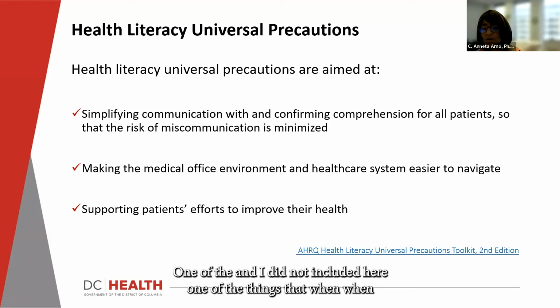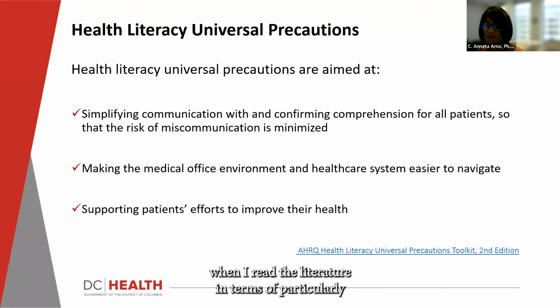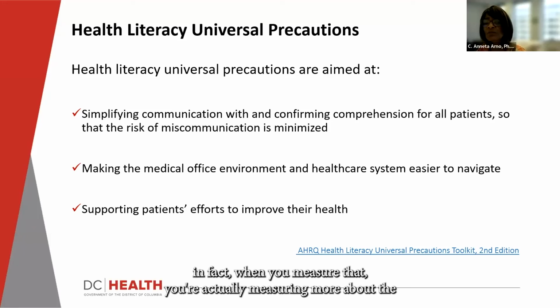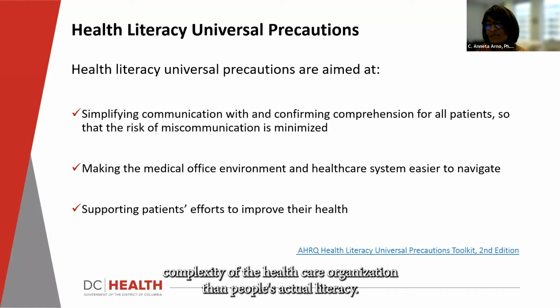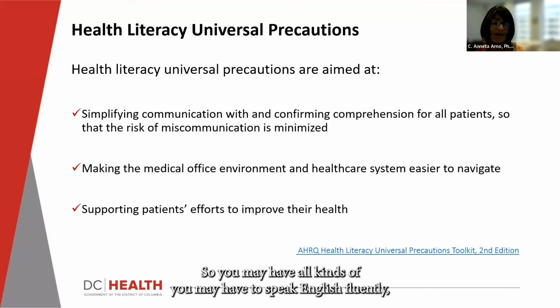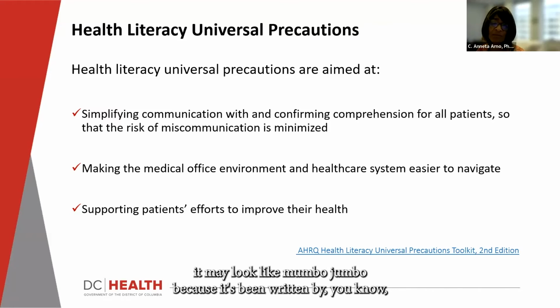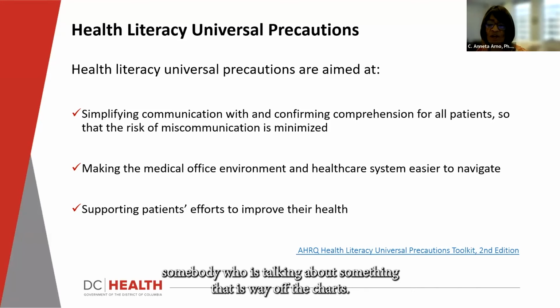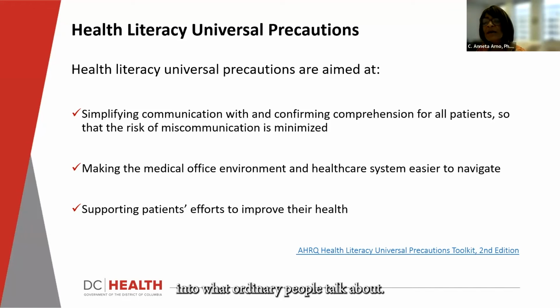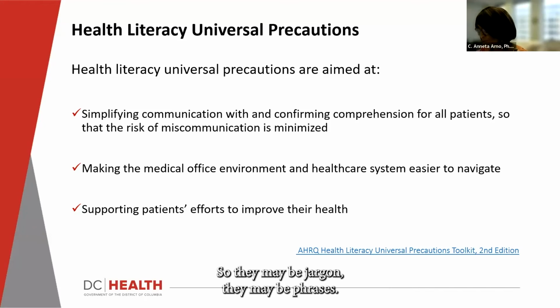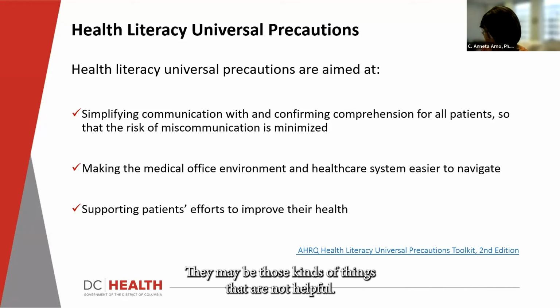One of the things, and I did not include it here, that I've read in the literature, particularly about the old definition of health literacy, when we used to say somebody has low health literacy or no health literacy, is that one set of research said that when you measure that, you're actually measuring more about the complexity of the healthcare organization than people's actual literacy. You may speak English fluently, but what you read may look like mumbo jumbo because it's been written by somebody talking about something way off the charts. They may be a neurosurgeon, but it doesn't translate into what ordinary people talk about, right? So it may be jargon, phrases, those kinds of things that are not helpful.